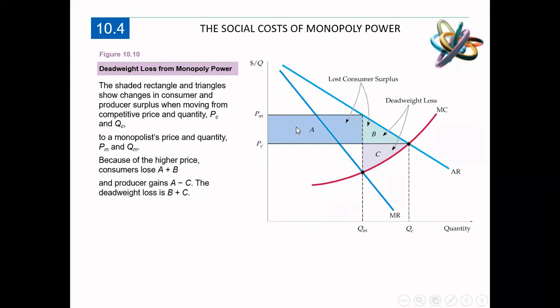We have the area here, A and B, is the loss. Why is it a loss? Because I lost not only on the price, but I also lost the quantity that I could have had, from the difference between the quantity here and that one.